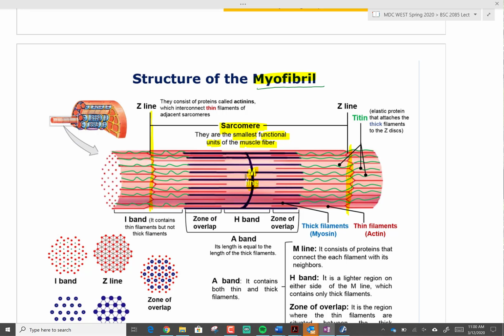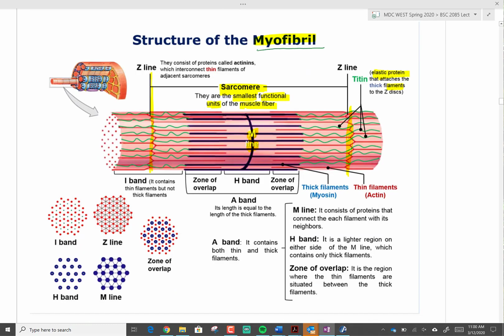Titin is a beautiful thing. It is a filament that has an elastic protein. That means that your muscles, once they contract the sarcomere, it recoils back. That's what titin does. Right? It's like a rubber band. And we're done with this part.